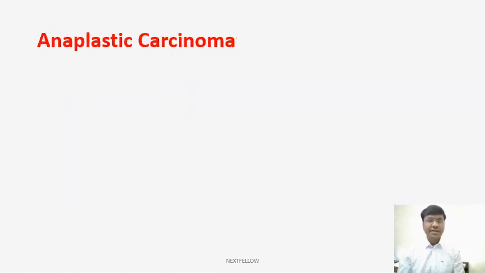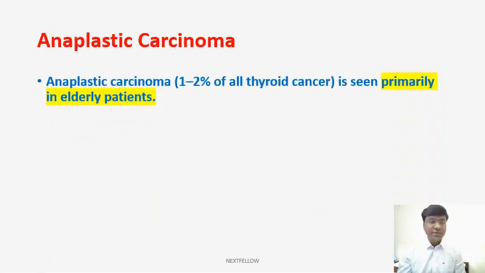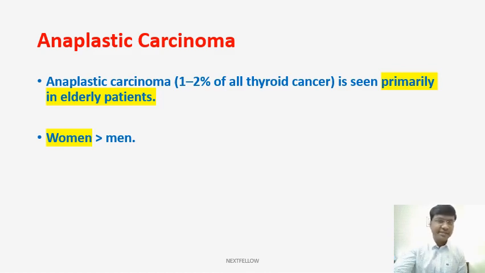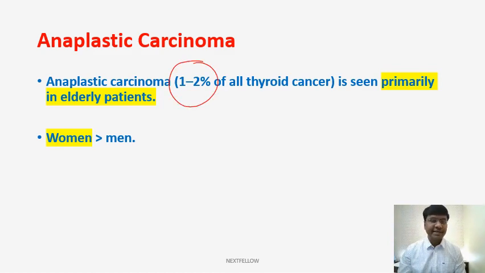Now, coming to anaplastic carcinoma. Let me tell you, anaplastic carcinoma is also a tumor which is primarily seen in elderly patients. And it is more common in women rather than men. But it is a rare form of thyroid cancer. It is seen in only 1 to 2% of all thyroid cancers.